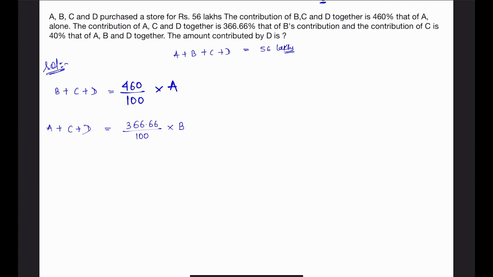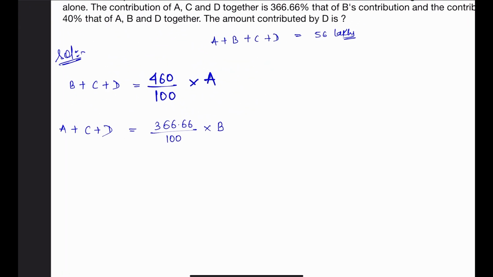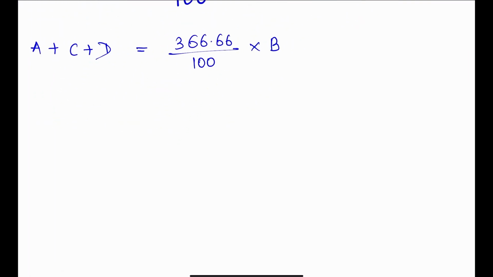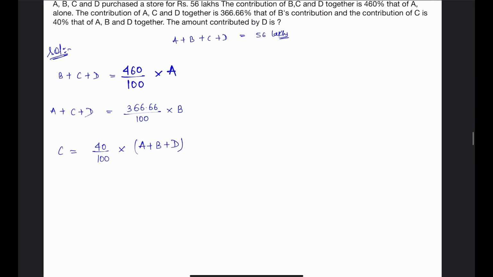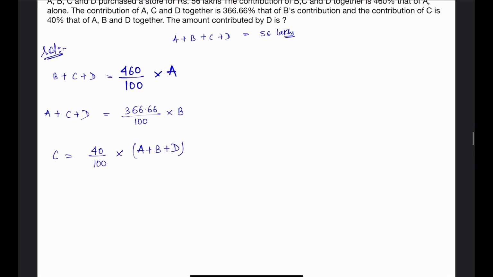So C's contribution is 40% of A plus B plus D together. So these three equations have been given to me, and the fourth equation is of course A plus B plus C plus D is 56 lakhs. The question is asking me to find D.